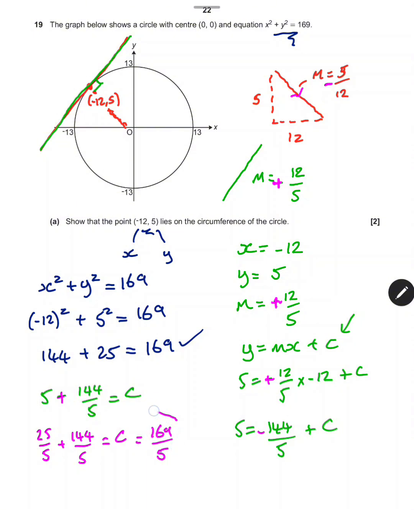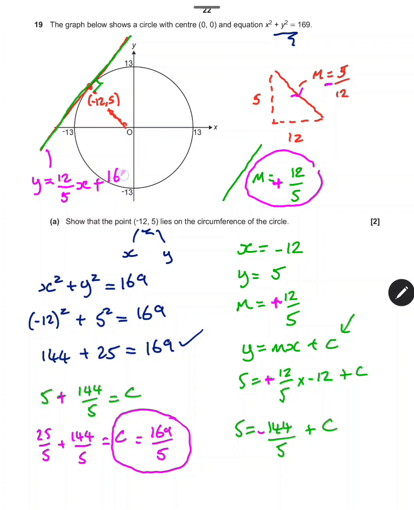I'm just going to take my y-intercept and my gradient and write the equation of this tangent. It's going to be y equals 12/5 x plus 169/5. There's your equation of the tangent.